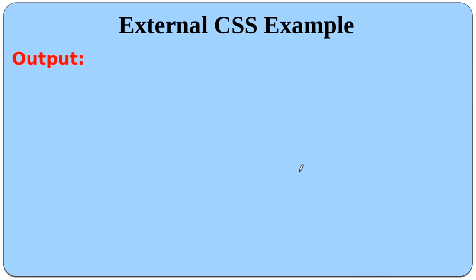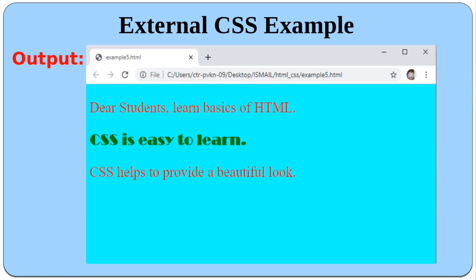When we execute the HTML document in a web browser, we get output like this. Here observe the title of the web page is displaying like example5.html, which is the file name, because we have not given any title to this web page. If you give title, the title will be displayed here. So this is the file path where we saved this example5.html.